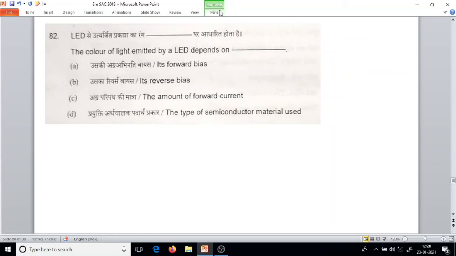Question number 82. The color of light emitted by an LED depends on. In the market we get different colors of LED, green LED, red LED, combination of multicolors. So this all depends upon what kind of material is used to make the LED. So the answer is option D. Usually gallium arsenide is used to make LEDs. Gallium phosphide also we can use. We'll go to the next question.